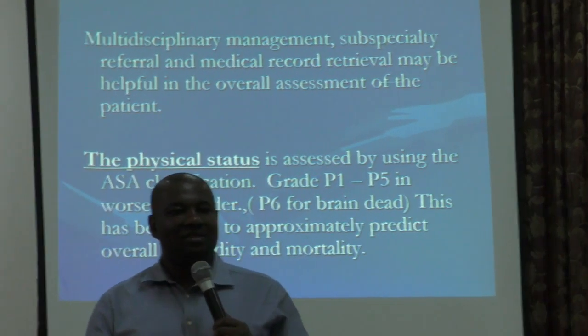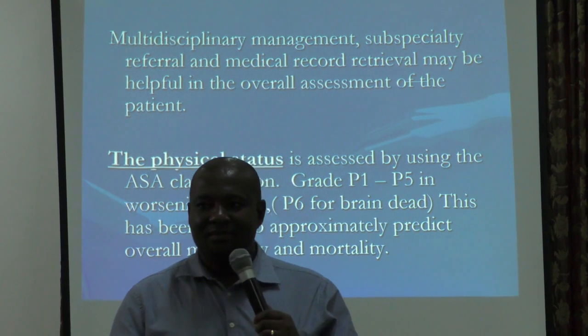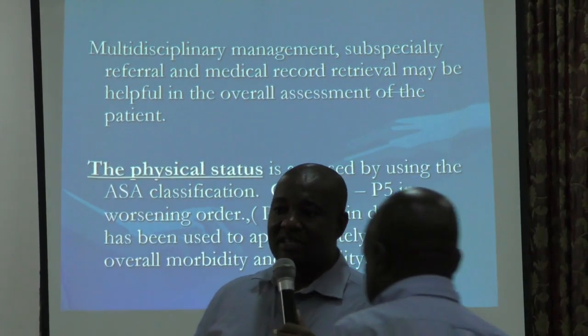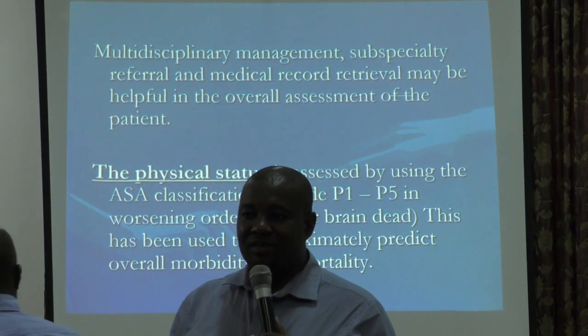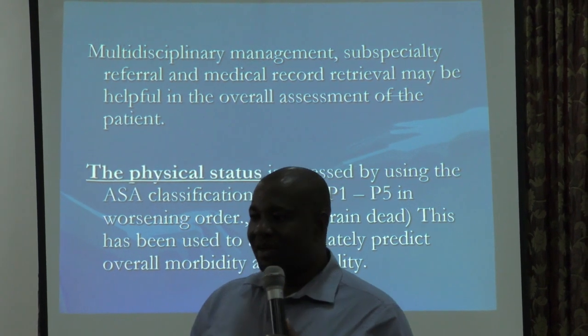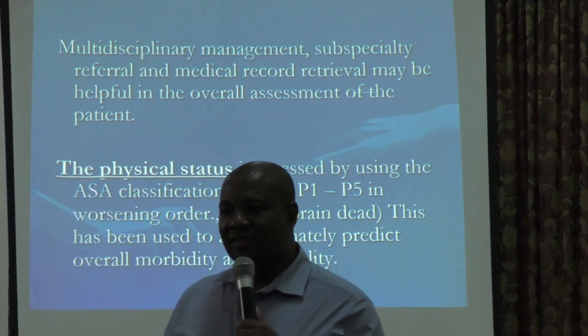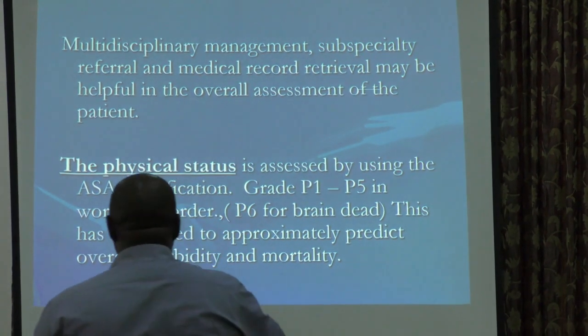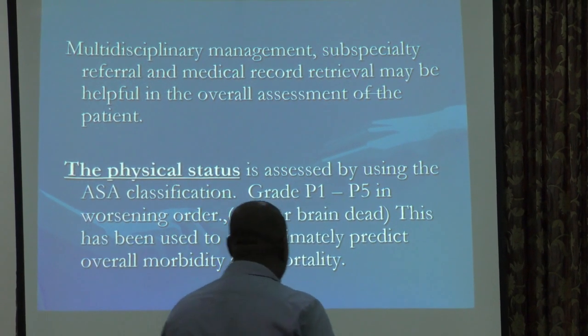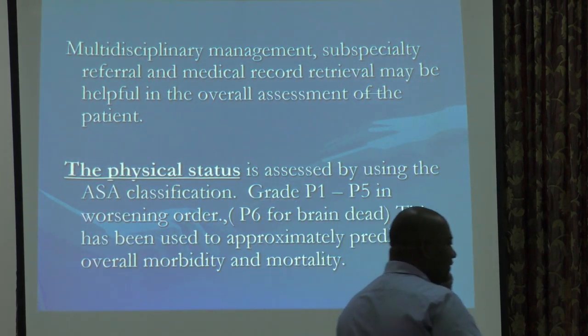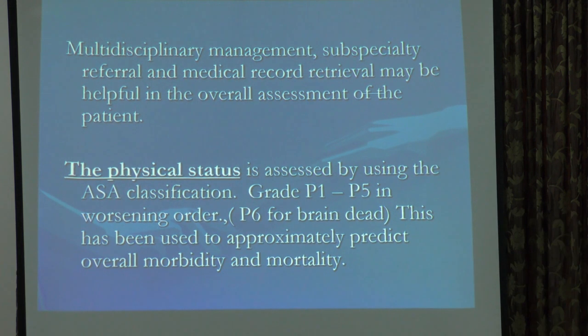P6s are patients who are brain dead, who we are not going to do surgery on to save them, but we are doing surgery to harvest organs. So when we say a patient is P6, we are taking them to the retrieval theater to harvest some of their beautiful organs for other people. Usually we leave an emergency marker and leave it as it is if it's an elective.